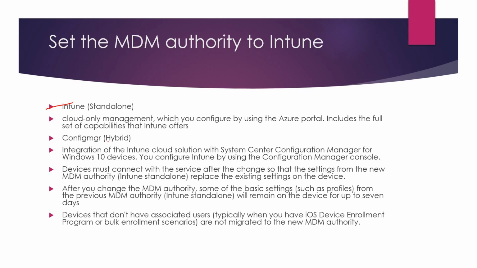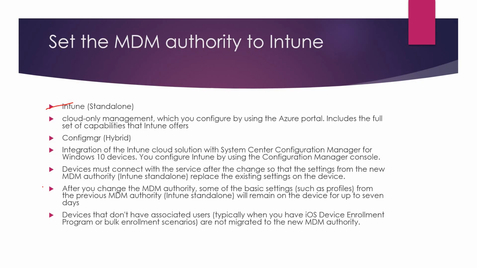The other is config manager, or the hybrid setup, which is the integration of the Intune cloud solution with SCCM for Windows 10 devices. You configure Intune by using the config manager console. So the policies are not set from the Intune portal. The policies are set from the SCCM portal, and then a sync happens between SCCM and Intune, which fetches that information and then delivers it to the devices.